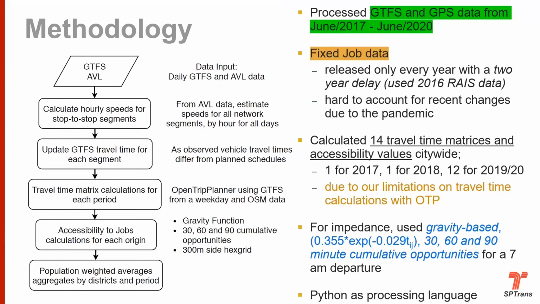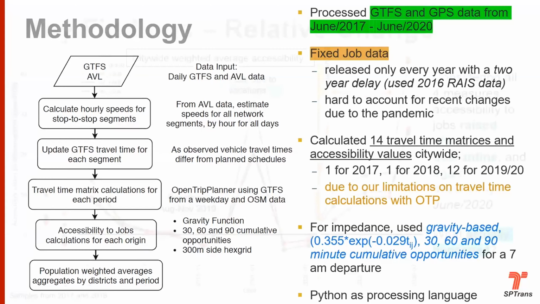The job spatial distribution dataset had to be fixed, as it is released with a 2-year delay, therefore it is hard to account for the recent changes due to the pandemic. We calculated accessibility for 14 representative workdays spread in the period of analysis. We do plan to further increase the temporal resolution.